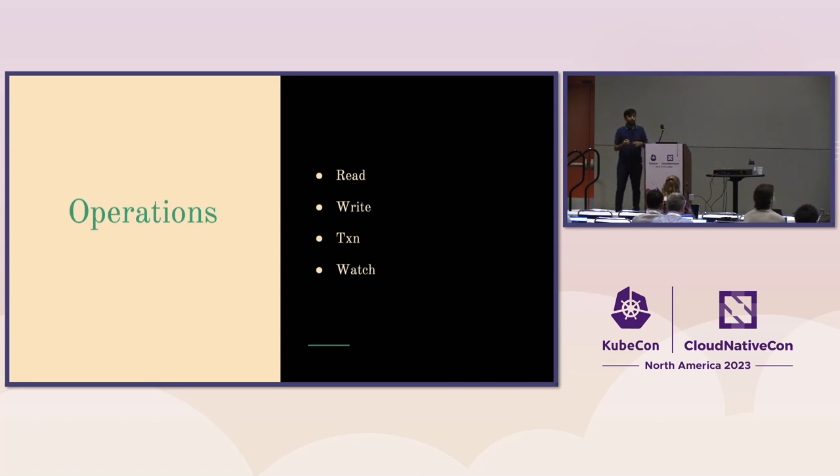And a watch. Watch is, if you think about it, if you have a key in mind that you want to check updates on frequently. If a key gets updated, you get an event back saying, hey, the key got updated to this value, and so on and so forth. So until you stop watching the key, it keeps sending you updates as and when the key gets updated.